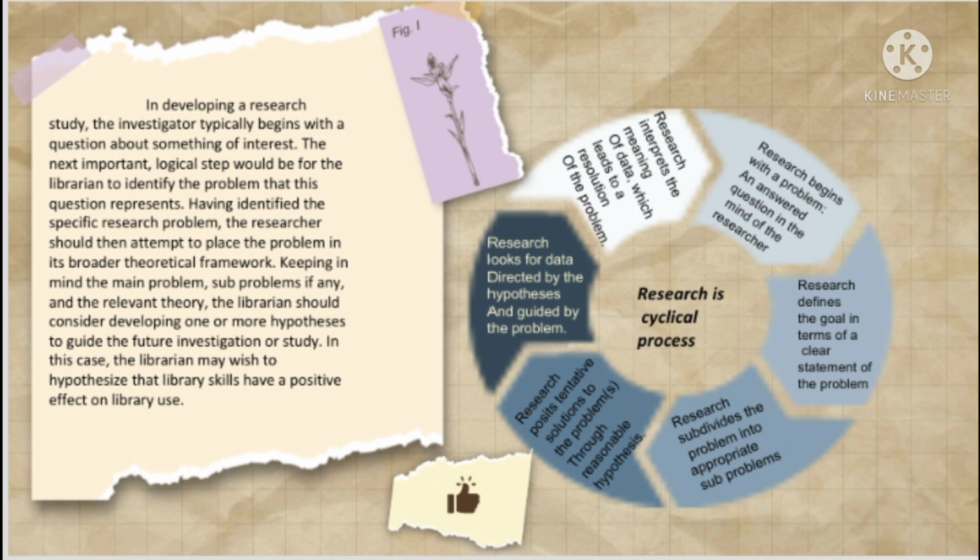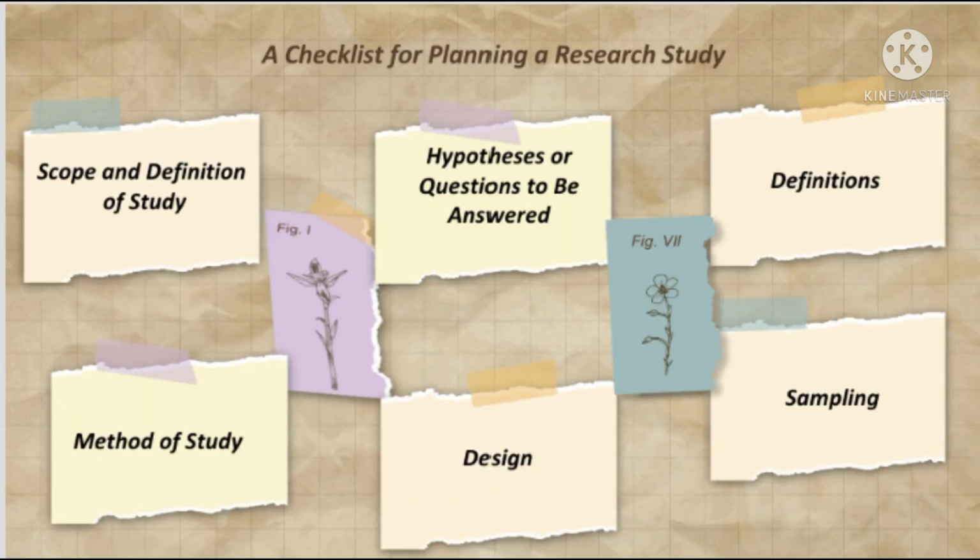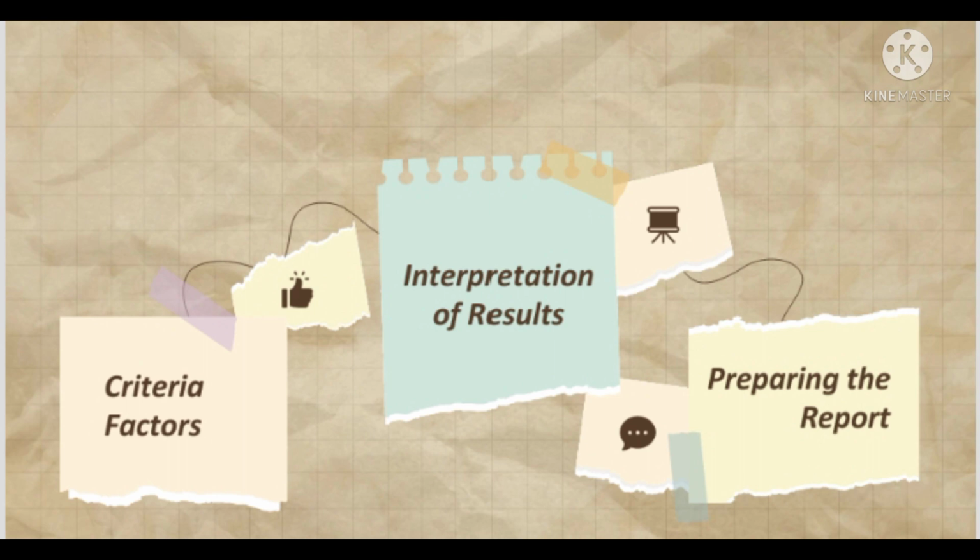In a general outline for research, there are 6 research cyclical processes. These are the 4 general criteria for basic research that can help you improve by doing basic research, and it can also be the guide for you. And also, there is a checklist for planning a research study, including the following: scope and definition of study, hypothesis or question to be answered, definitions, method of study, design, sampling, criteria factors, interpretation of results, and preparing the report.